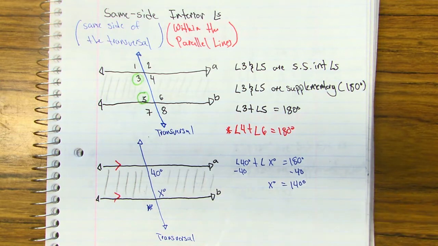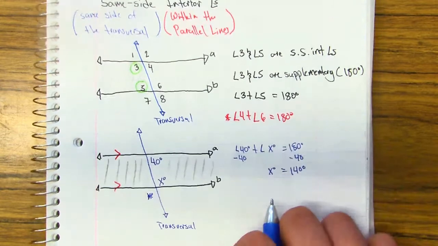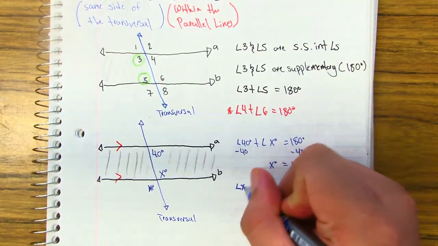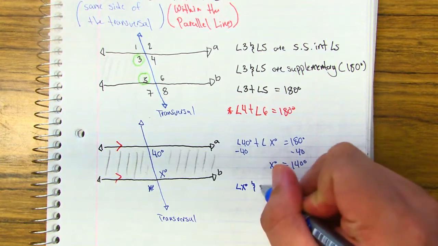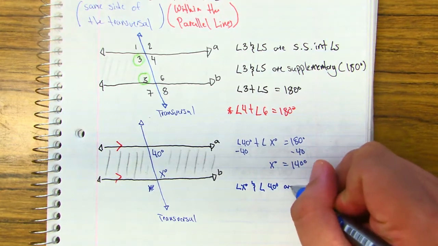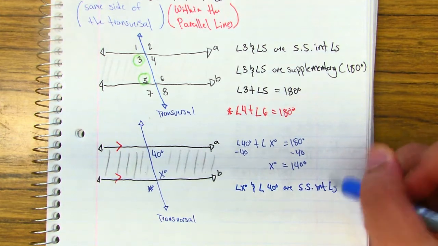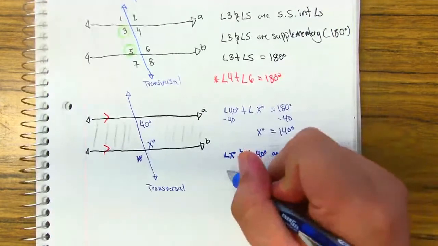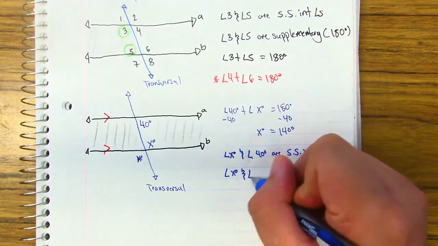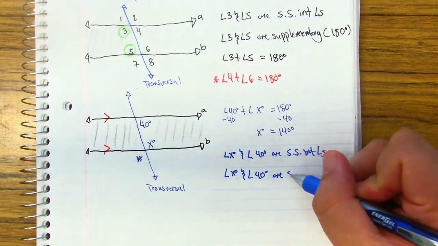Okay. Maybe I was rushing in the last explanation. So how do you do this? You can state that the degree of x and 40 degrees are same side interior angles. If you know that this is your reasoning, then you know that the degree of x and the degree of 40 degrees are supplementary.